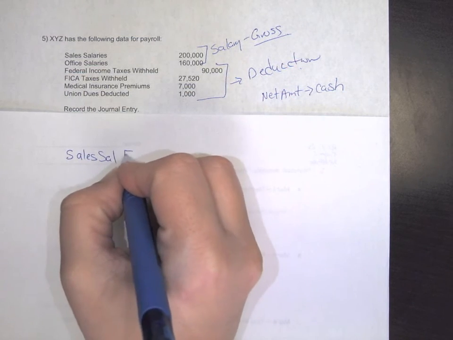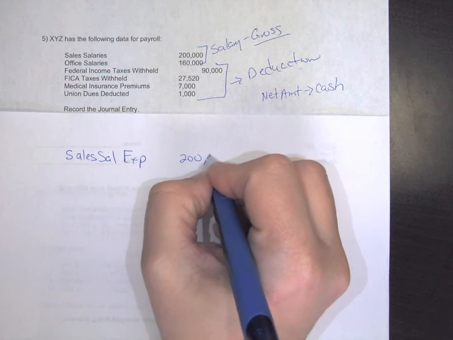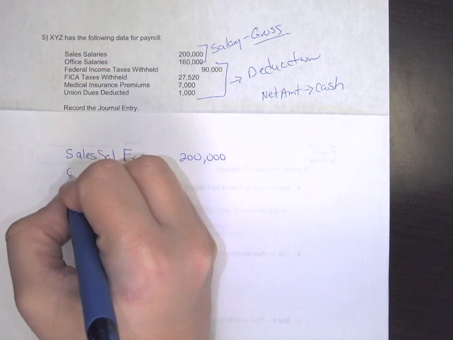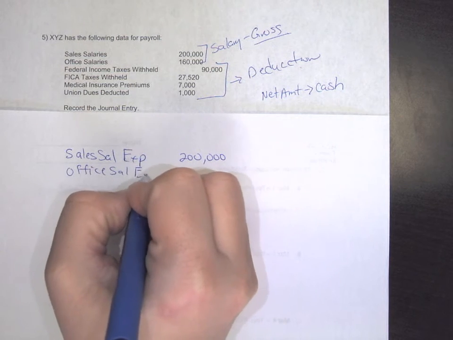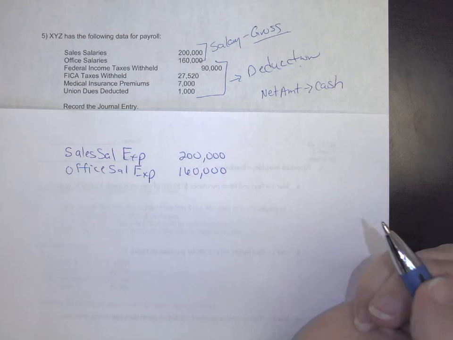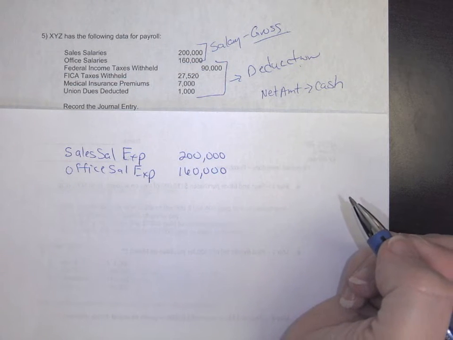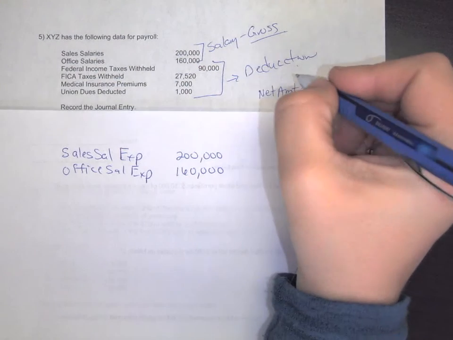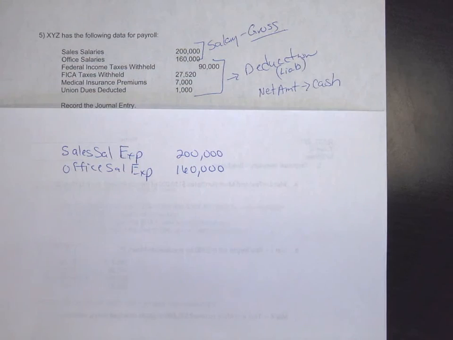So what we would see for this particular journal entry is the sales salary expense, and that one would be at that $200,000 amount. We would also see office salary expense. That is looking at the $160,000. So those are our two expenses that we are looking at. The other items are deductions, and these are liabilities. And they are liabilities because we do have to pay those out to another party.